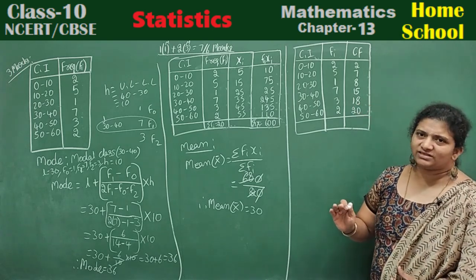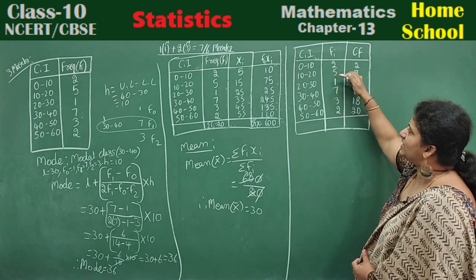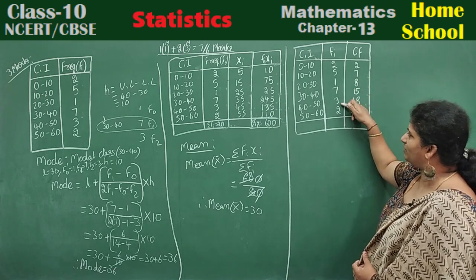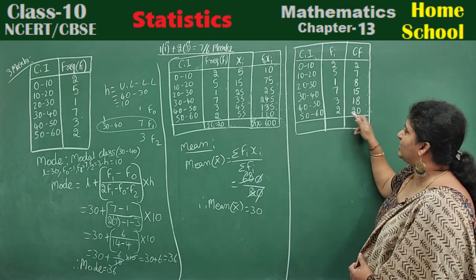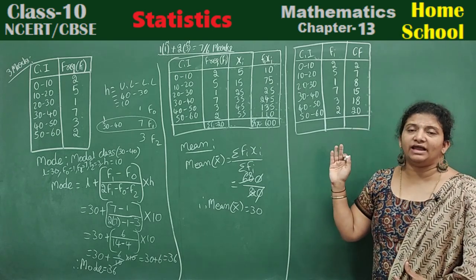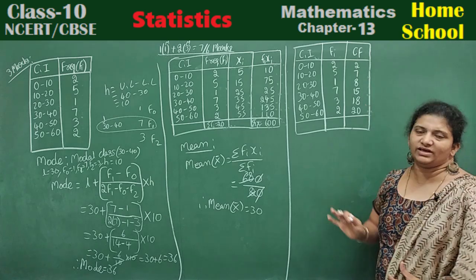Understand cumulative frequency? It is very easy. 2 plus 5 is 7. 2 plus 5 plus 1 will be 8. 8 plus 7 will be 15. 15 plus 3 will be 18. 18 plus 2 will be 20. Like this, we need to add the frequency cumulatively and write it in this cumulative frequency column.